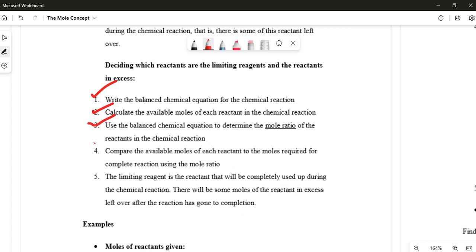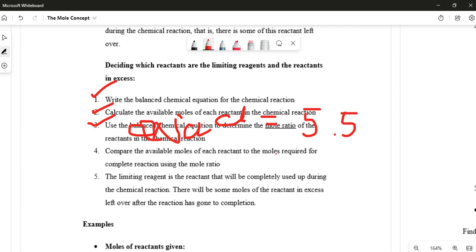So to find which reactant is limiting or in excess, let's say that we have been told that the moles of NaCl, let's say 2 over here, are 5.5.